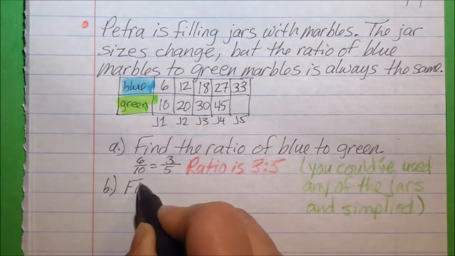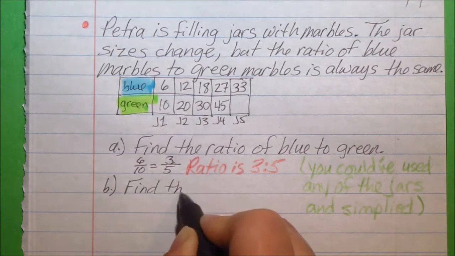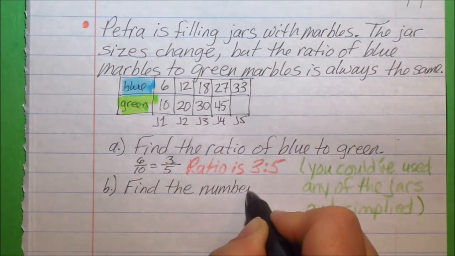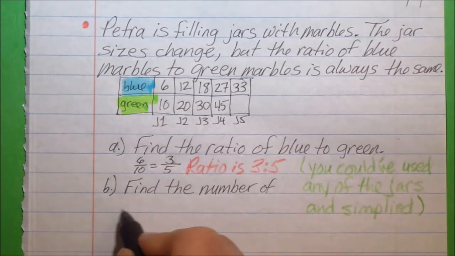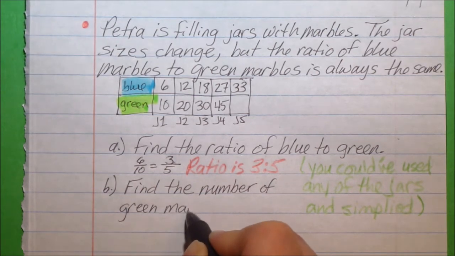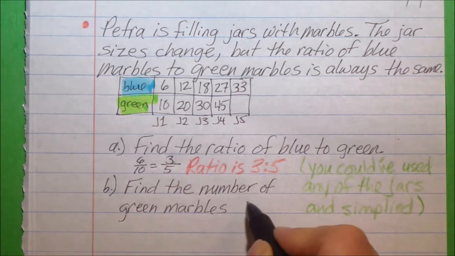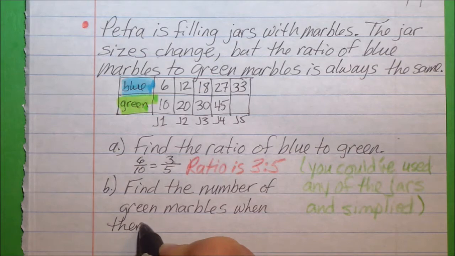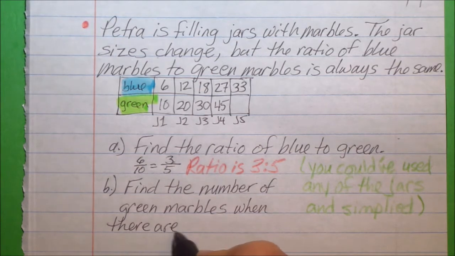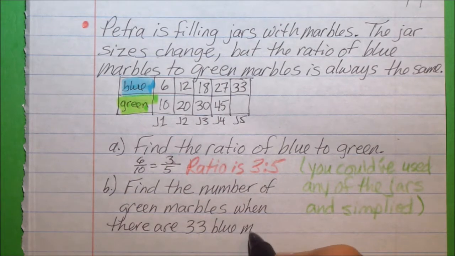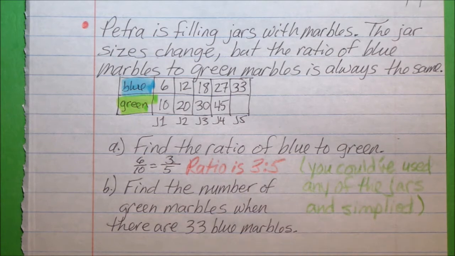Find the number of green marbles when there are 33 blue marbles. So here's where we figure out how many green marbles are in jar 5.